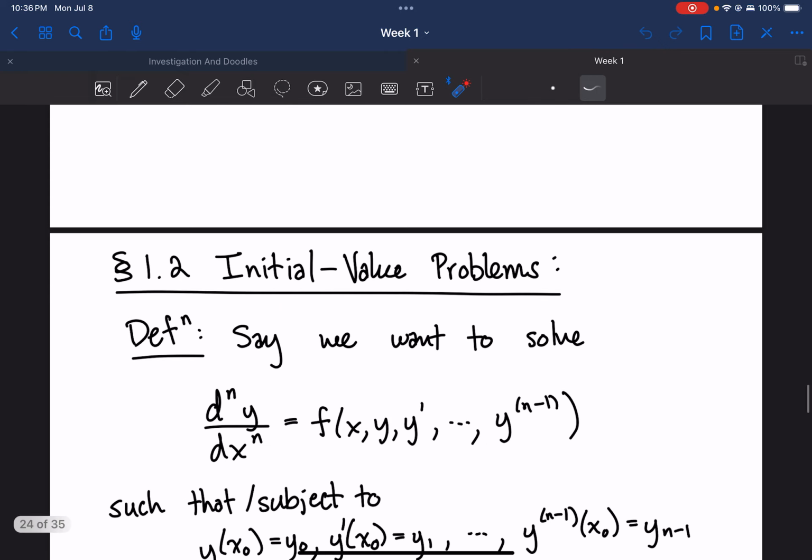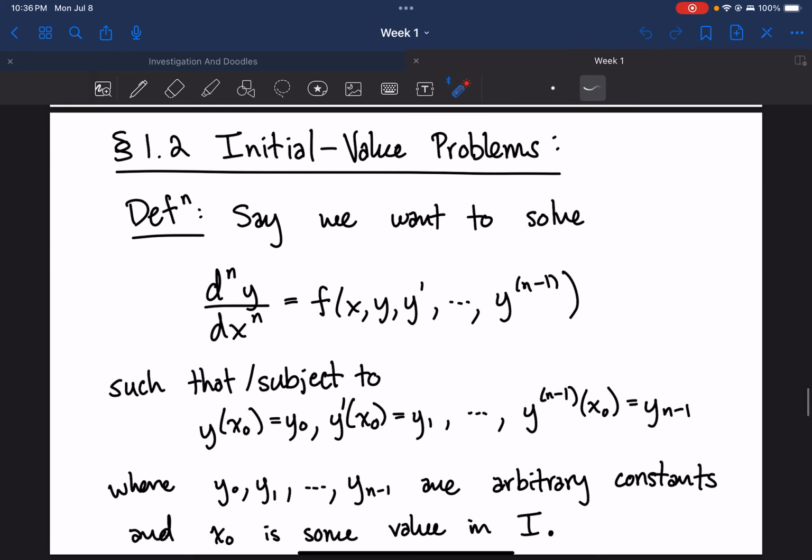You have to set some boundary conditions or some initial conditions on the function, and then it pins down the constant. So here's the setup. We have an nth order differential equation. We're going to put the nth derivative term on the left-hand side by itself with a 1 out front.